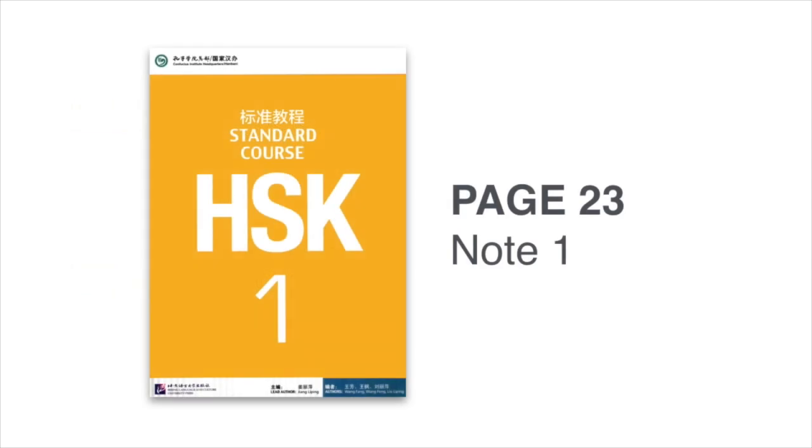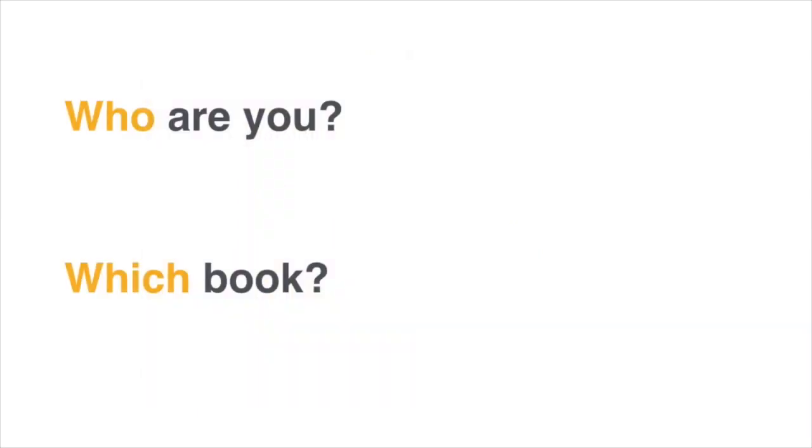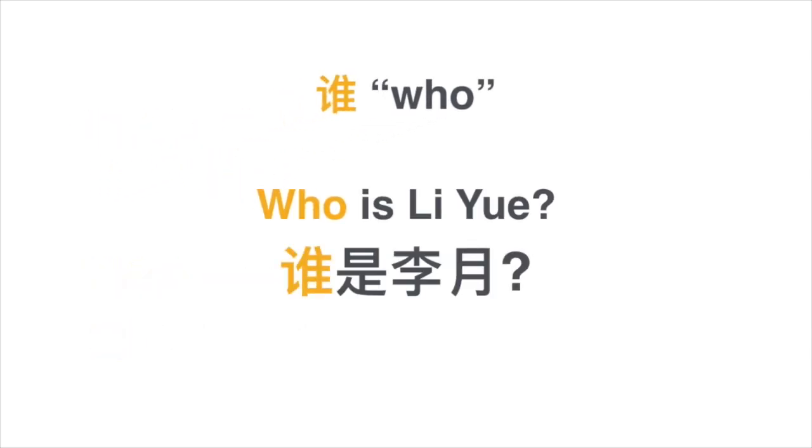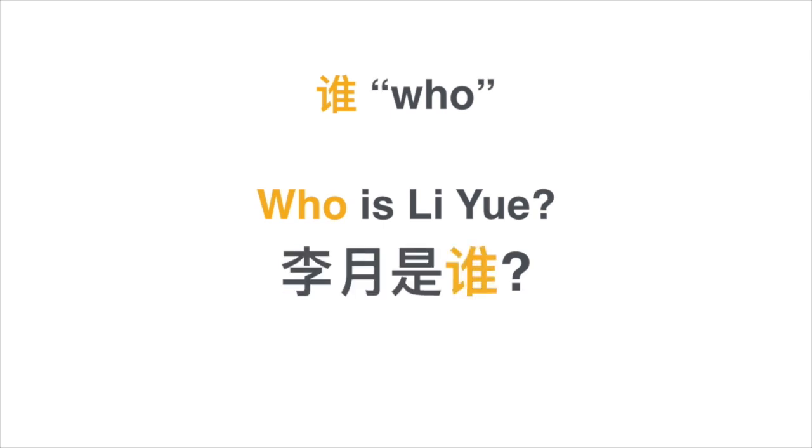Let's turn our textbook to page 23, and let's take a look at note number 1. Simply put, who is expressed with 谁, and which is expressed with 哪. For example, who is Li Yue? 谁是李月? Alternatively, 李月是谁? You can just put it at the end. You can put 谁 at the end.